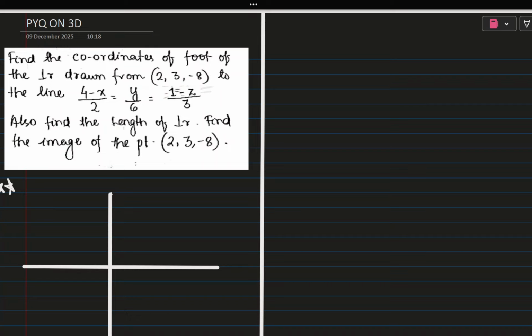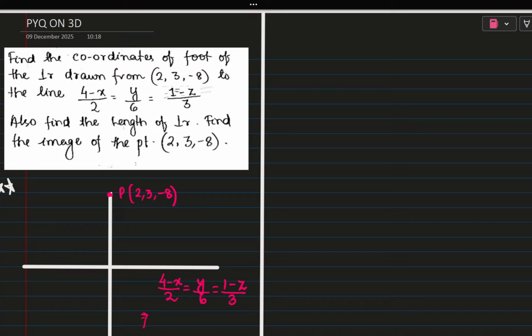So let us first understand the concept, what it is asking and accordingly how to proceed with this. There is a point, let this point be P having coordinates (2, 3, -8), and there is a line which is having the equation (4 - x)/2 = y/6 = (1 - z)/3.